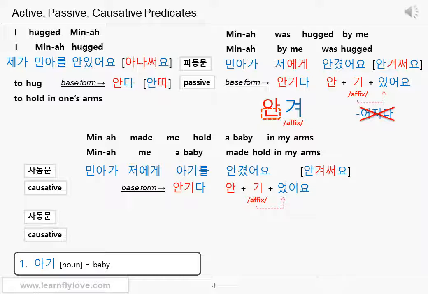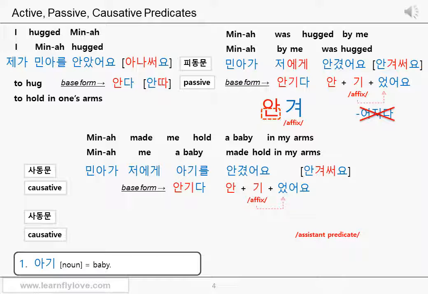안겼어요. 미나가 저에게 아기를 안겼어요. Okay? 안겼어요 here means the subject gave a baby to me and made me hold it in my arms. Okay? 미나가 저에게 아기를 안겼어요.